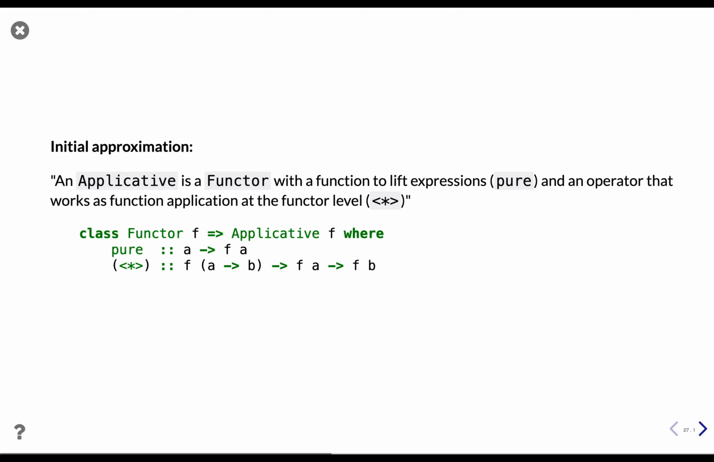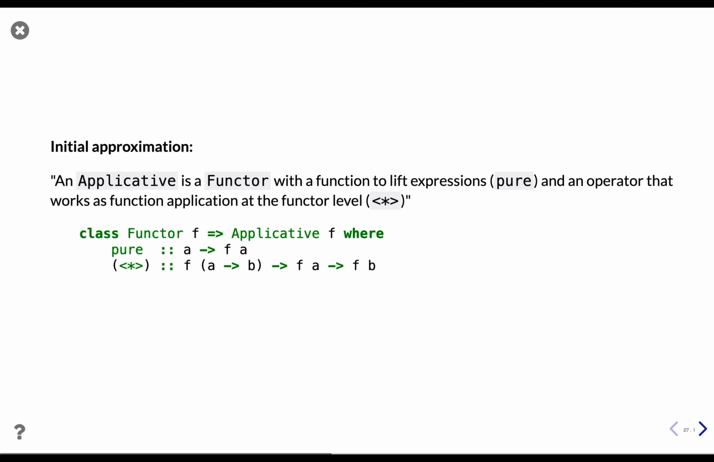So having this phrase that expresses our intent, we can define the type class Applicative of f, where f has to also be an instance of Functor, and that provides the pure function that takes a value and lifts the value to the functor level, now applicative level, and an operator that works as function application at the functor level, now applicative level. This is our initial approximation.